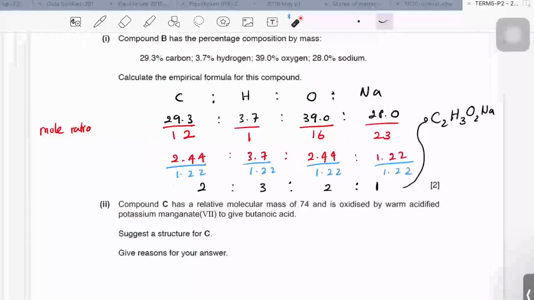Right, let's go to Roman number 3. Compound C has a relative molecular mass of 74 and is oxidized by warm acidified potassium manganate to give butanoic acid. Please keep quiet. When I discuss a question, you need to keep quiet. Right, compound C has relative molecular mass 74 and is oxidized by KMnO4 to produce butanoic acid.